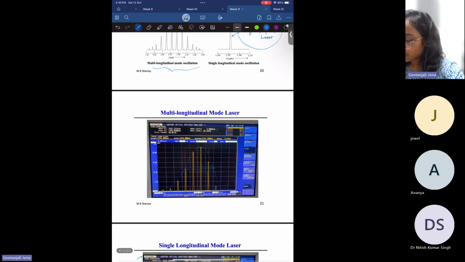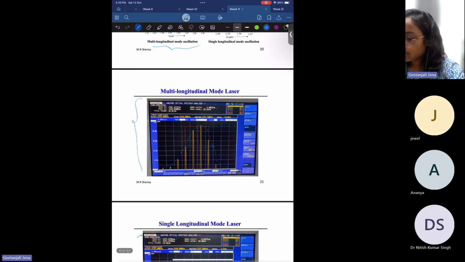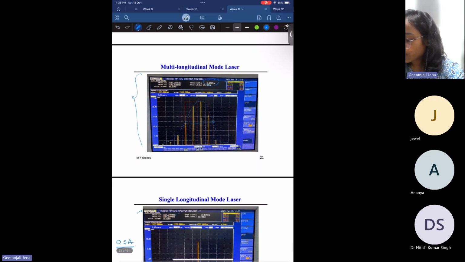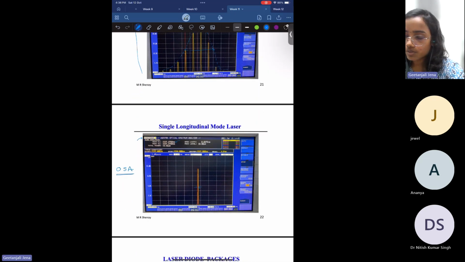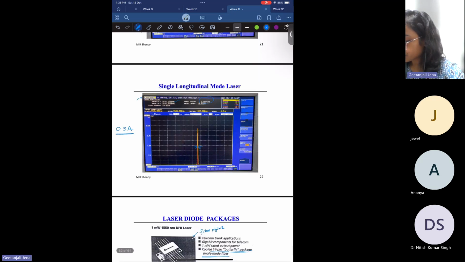Okay, so this is one of the experimental graphs where for a Fabry-Perot cavity you see there are multiple frequencies oscillating inside this active layer, and this has a spectral width of around 4 nanometer. And when you use this DFB, which is the distributed feedback laser, then you can see only one frequency is able to oscillate inside the laser cavity, inside this active layer, and it has a spectral width of 0.0275 nanometer.